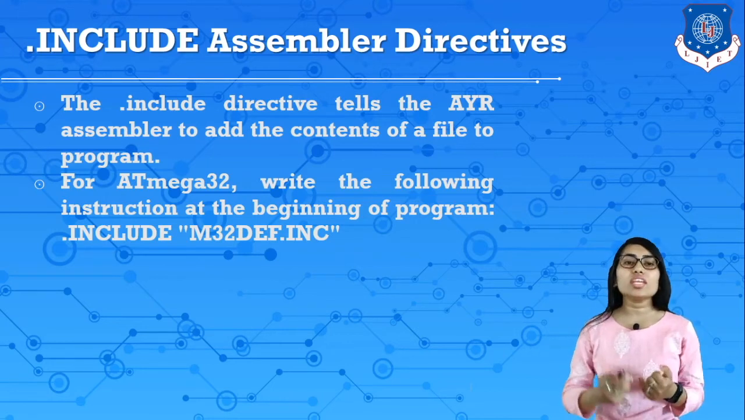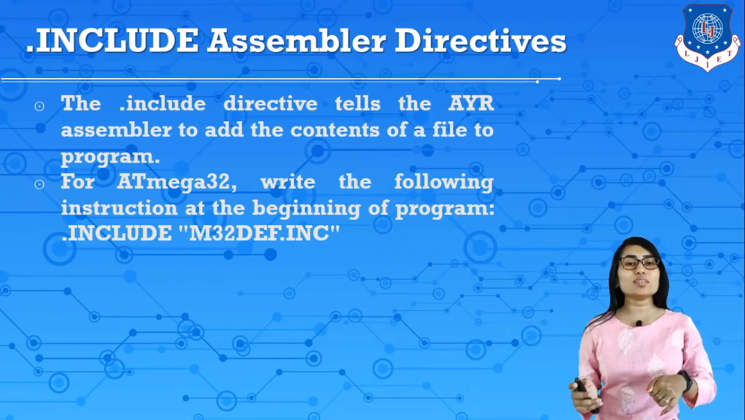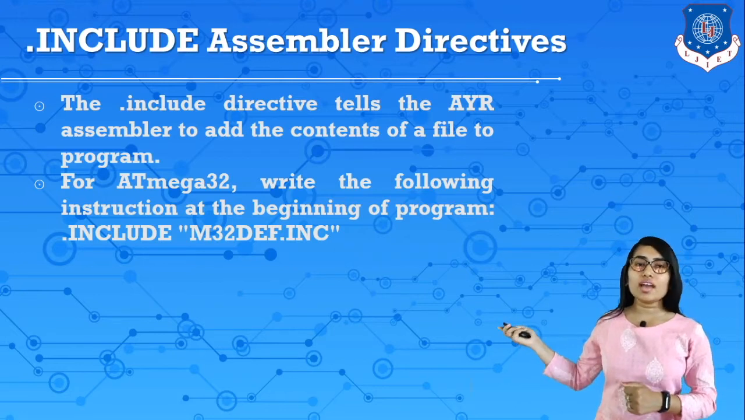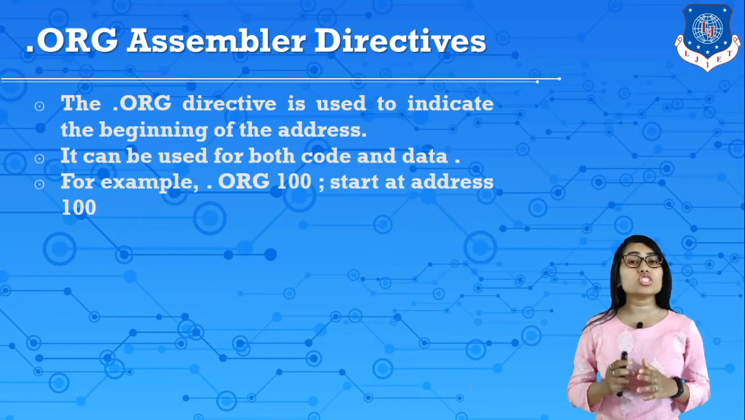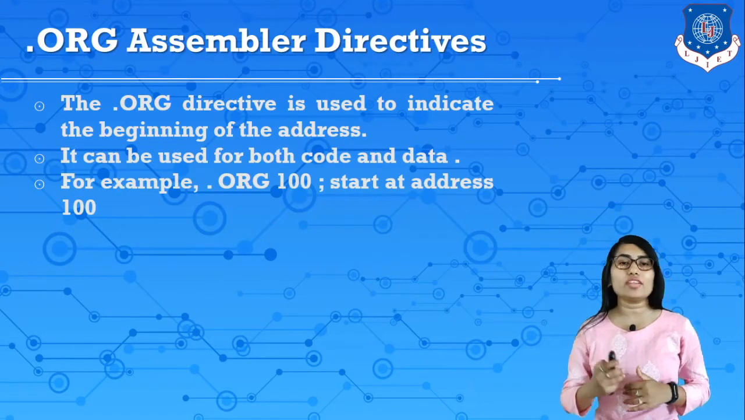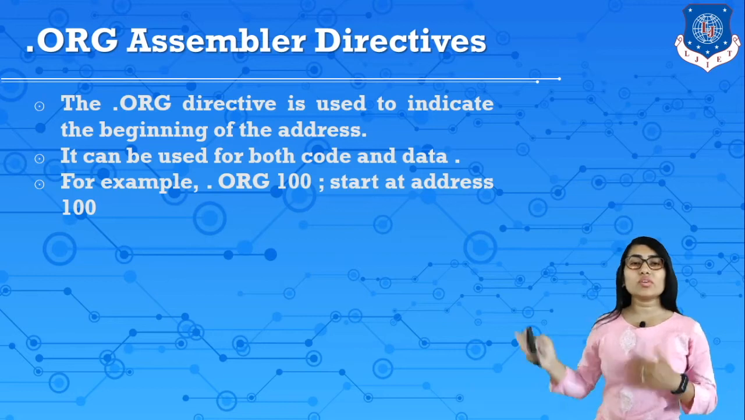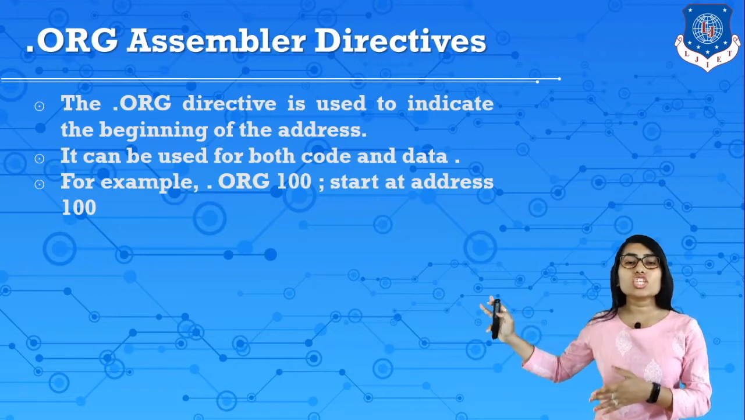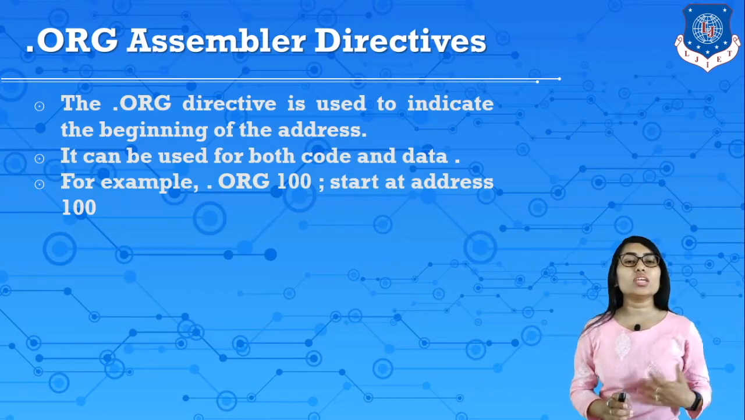For each and every AVR family there are various kinds of files available. These files can be added into the assembler with this .include instruction. Then next we have the .org directive. The .org directive is used to indicate the beginning of the address or the beginning of the code. It can be used for both code and data. For example, we can write .org 100, which indicates that our program starts at location 100.